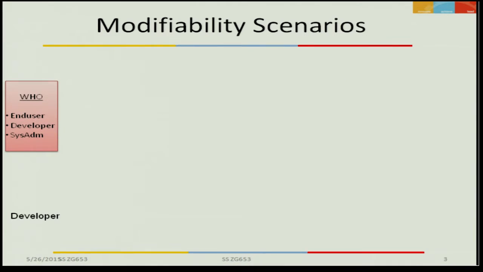Following the same structure, who is the person asking for such a change? In the modifiability case, it is basically the developer, or it could be the end user, or it could be the system administrator. Any of them could initiate such a request. In this example, it is the developer.